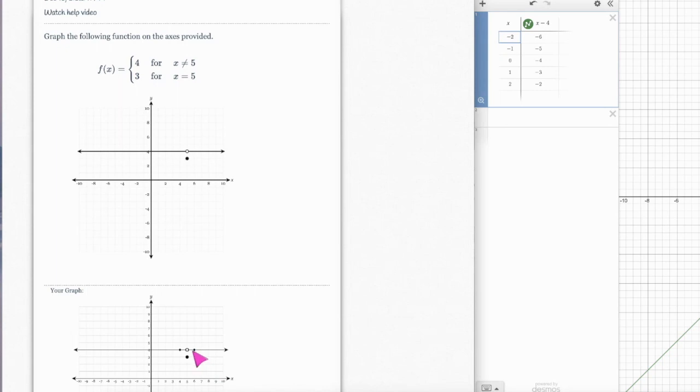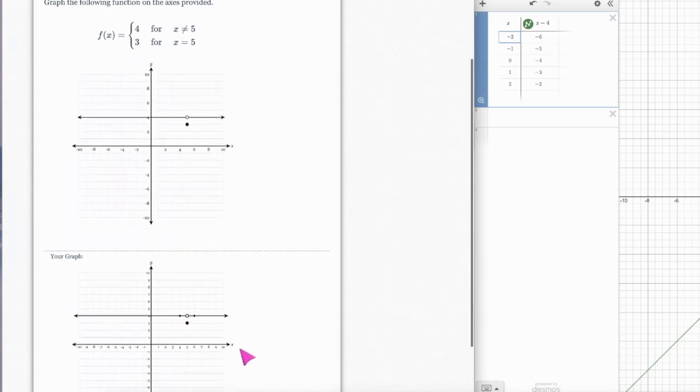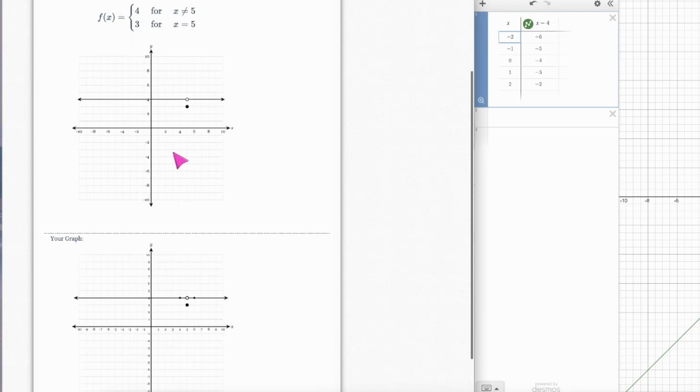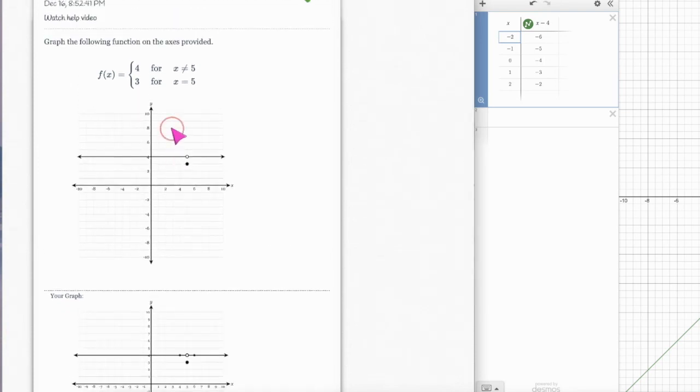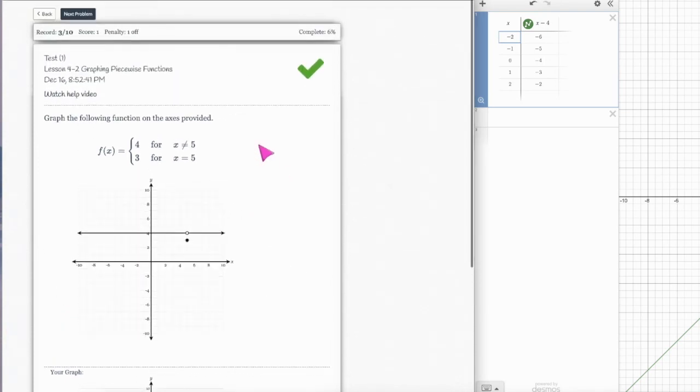Again, this is my graph. I have points at the end because that's how I get my arrows. Here they don't have it, but those points are included anyway. When you are graphing, you must click and drag to get your points. So hopefully this video helped you out with the graphing portion of the Delta Math.